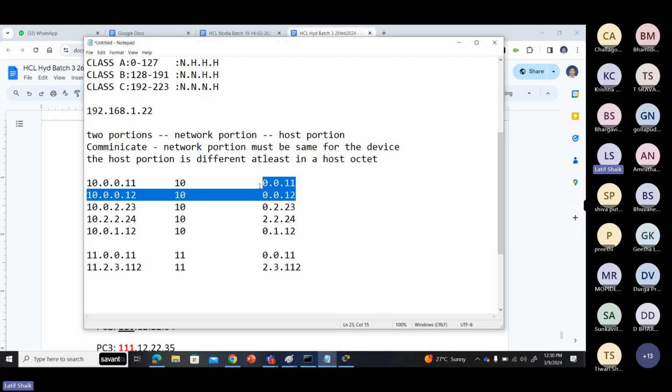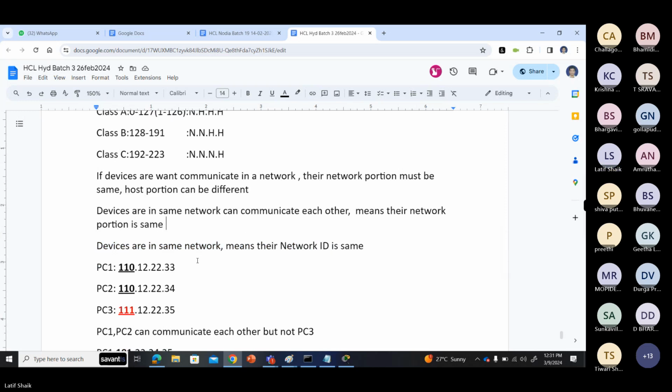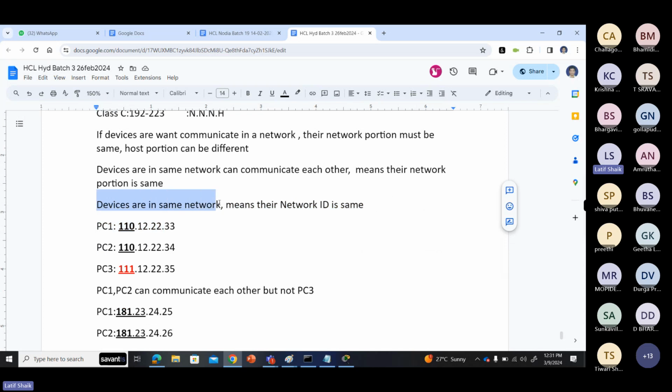See, here only one portion of host is different. Here two portions are different. Here all three portions are different. Okay. So one portion of host or all portions of host can be different. No problem. But the network must be same. Devices are in the same network and can communicate with each other means their network portion is same. So devices in the same network means the network ID is same.